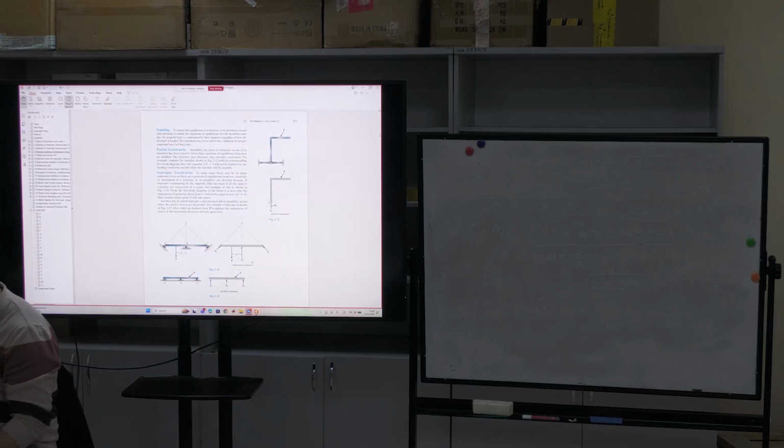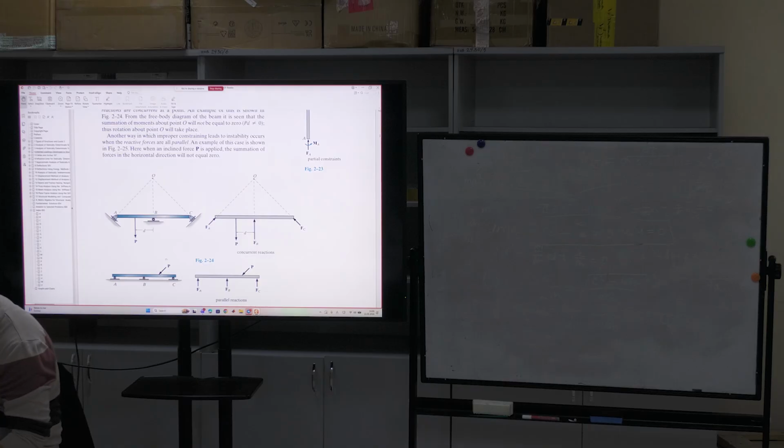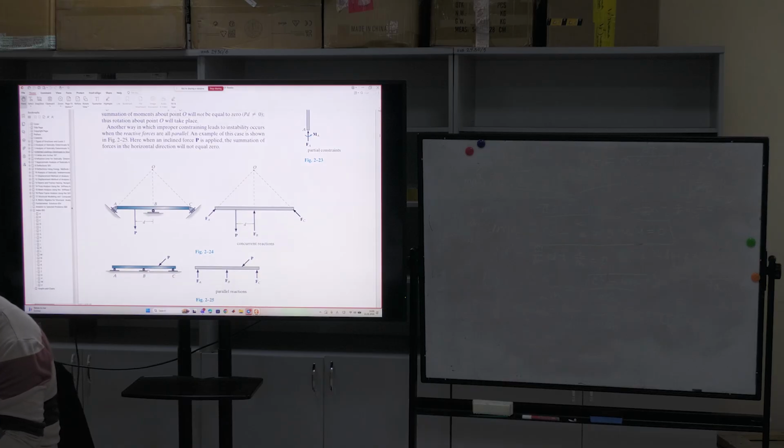We have a different type of structure in this case. So this structure, for instance, what do you think? Statistically determinable or indeterminable? Figure 224, picture A. Is my mouse pointer visible?